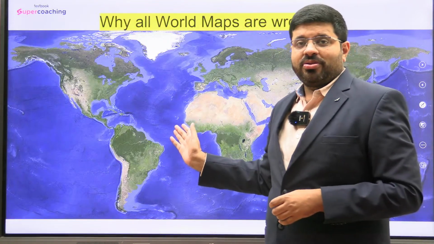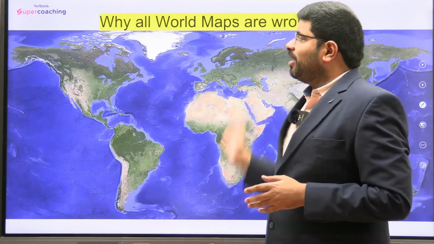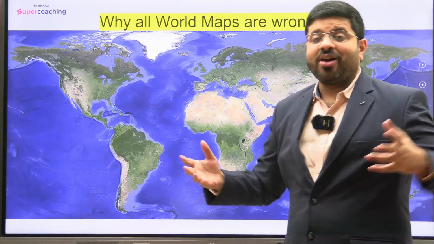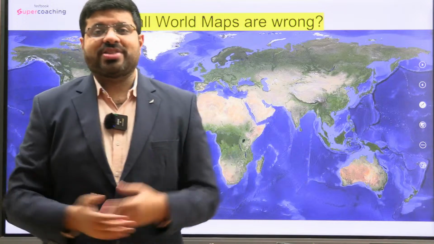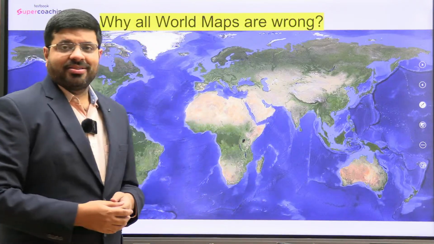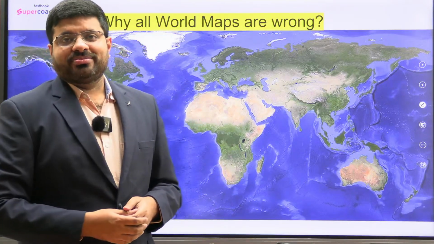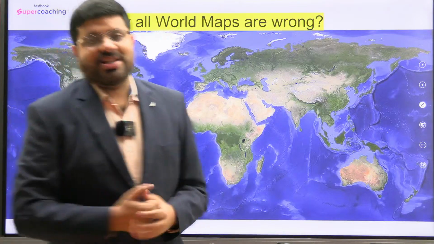So why is this? The world map which we have seen all across our life since our school days is always looking like this, right? This is wrong. Why is it wrong? Let us try to understand this.